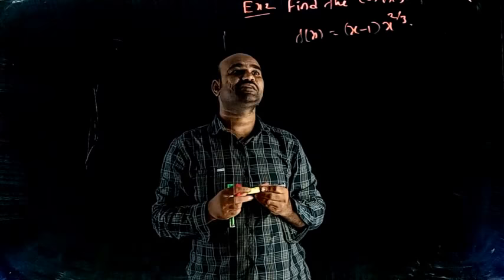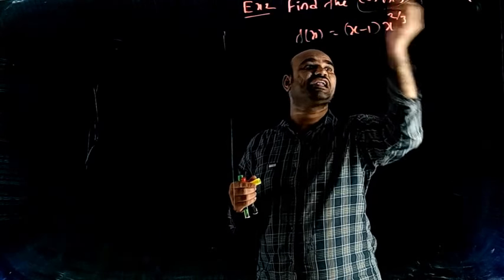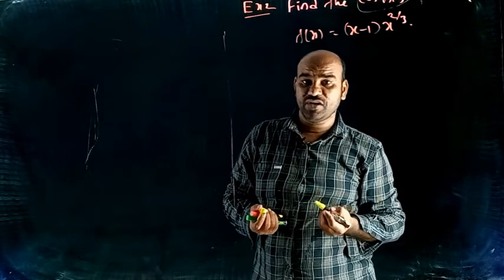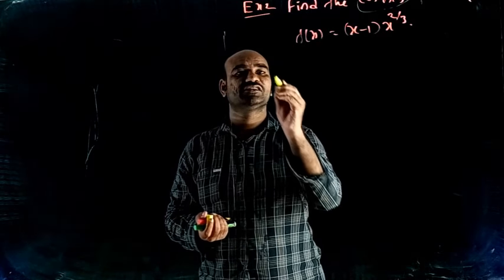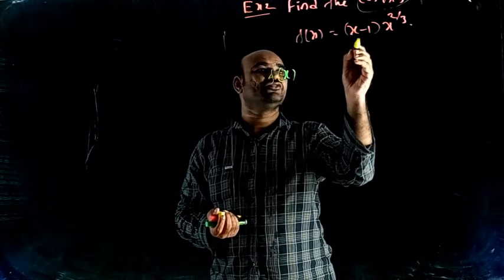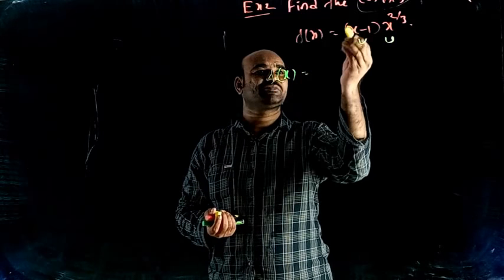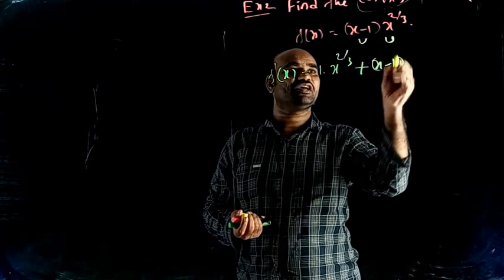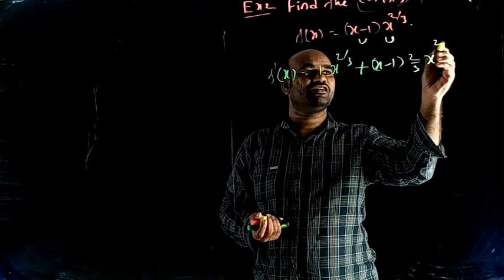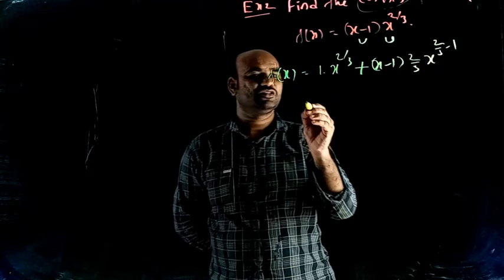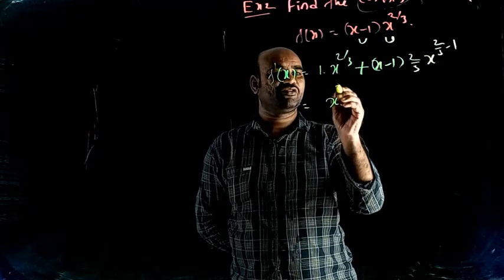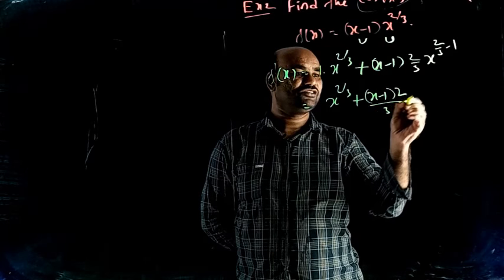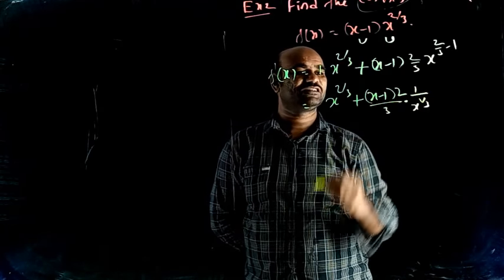Okay, students. Example 2. Find the critical point of f of x equal to x minus 1 into x power 2 by 3. Critical point means you want to find x so that f dash of x equal to 0 or f dash of x not defined. Need to find f dash of x here. The UV formula should be used because it is a product: derivative of x minus 1 is 1 into x power 2 by 3 as it is, plus x minus 1 into 2 by 3 into x power 2 by 3 minus 1. So this is the same as x power 2 by 3 plus x minus 1 into 2 by 3 into 1 by x power 1 by 3.